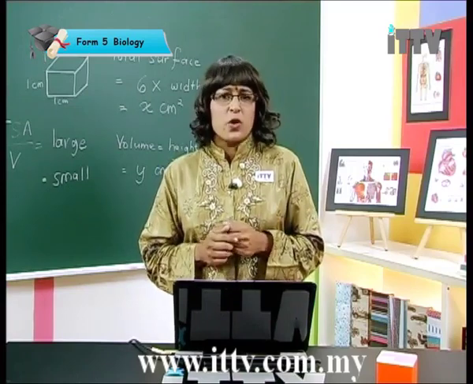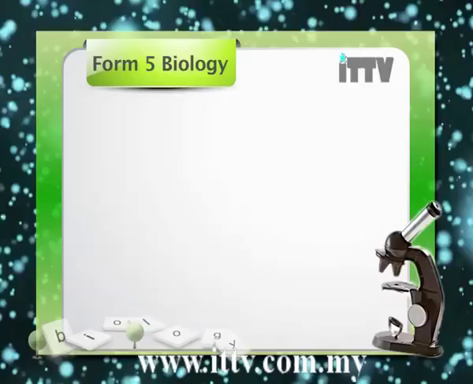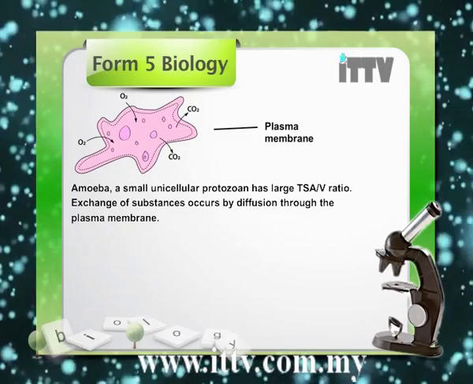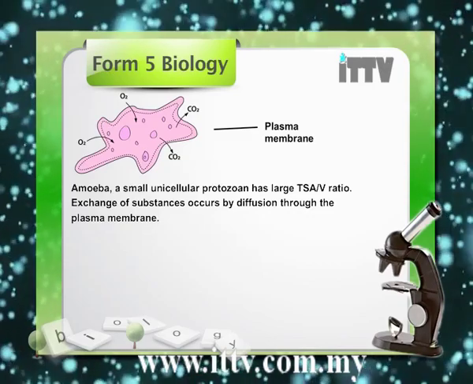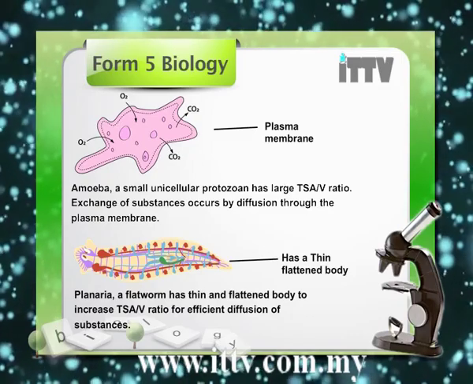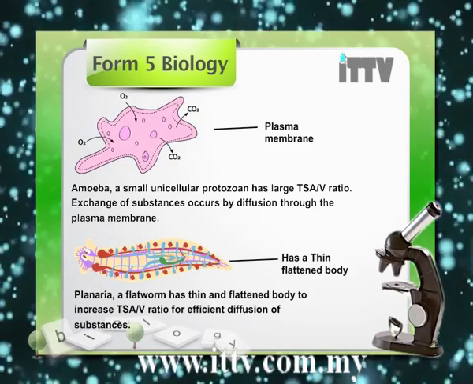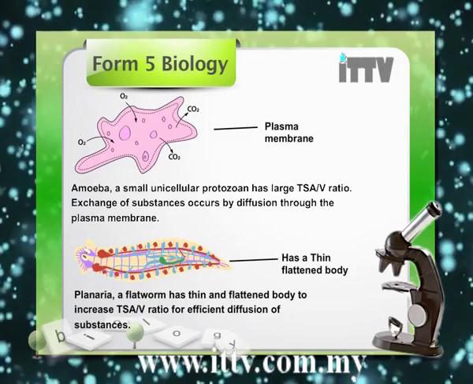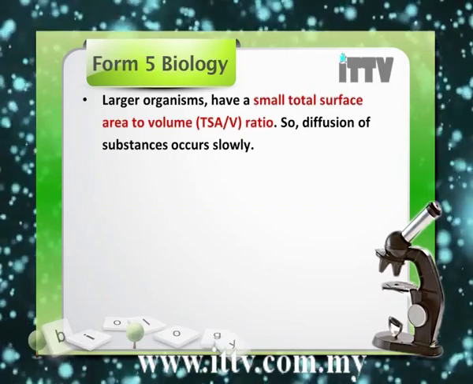All of these attributes do not require a unicellular organism to have a specific transport system. An amoeba, which is a small unicellular protozoan, as we can see in this diagram, is subjected to simple diffusion purely because it has a large total surface area to volume ratio. Likewise, the planaria, a flatworm, has a thin and flattened body to increase the total surface area to volume ratio for efficient diffusion of substances. Larger organisms have a much smaller total surface area to volume ratio, and that is why the diffusion of substances occurs slowly.